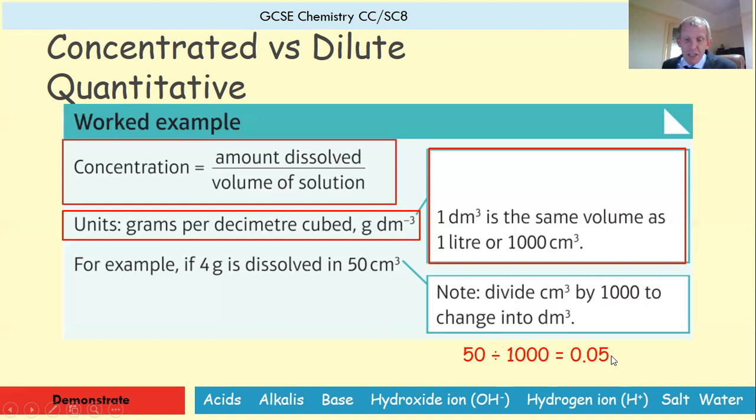Sorry, I've been hideously bad there and not put decimeters cubed on the back end of that 0.05, but that would be the unit that we would be looking at. So now we've got all of this information. We know we've got 4 grams up here. We know we're dividing that by 0.05. And were we to calculate that out entirely, we would get 80 grams per decimeter cubed.